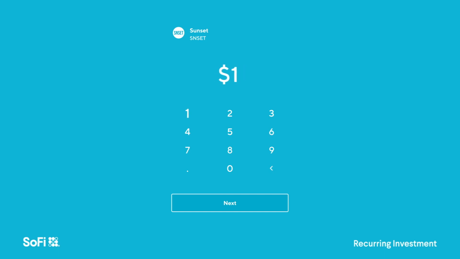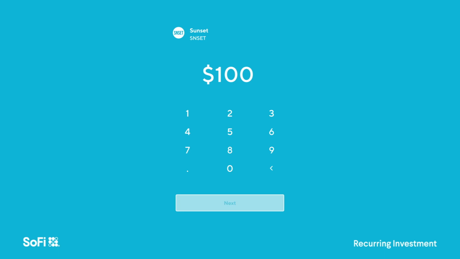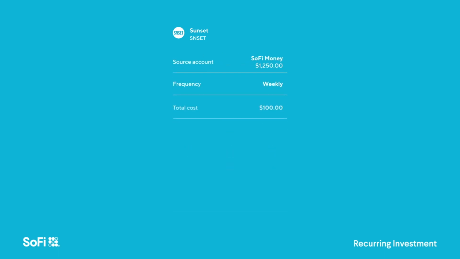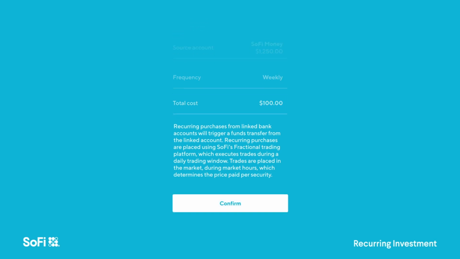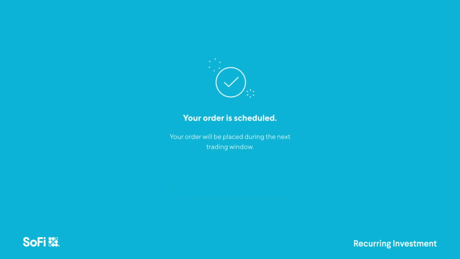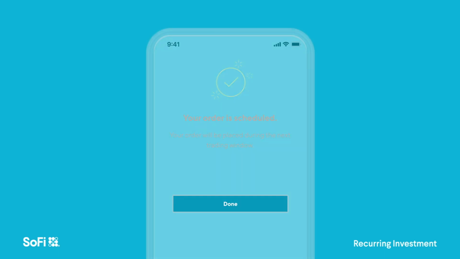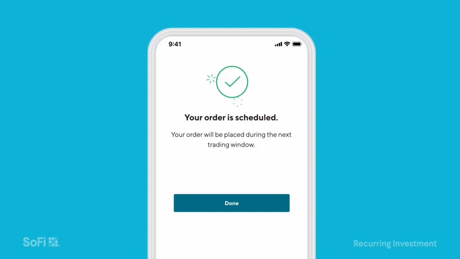That means if the stock you're buying costs $1,000 per share today and you want to invest $100, you'll get 1/10 of a share this time. Okay, give your recurring investment one last review. If everything looks good, click Confirm. There you go. Your recurring investment order is scheduled. Now you can forget about timing the market and keep on living your life.